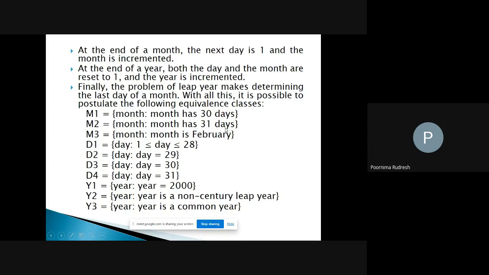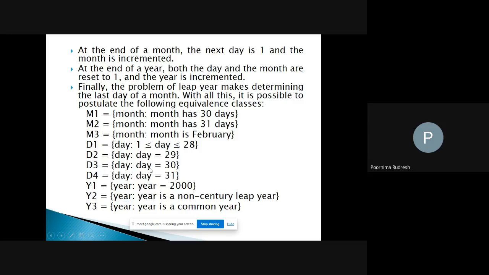Why are we defining February separately? Because the February month consists of 28 or 29 days depending on whether the year is a leap year or not. Once again we will have the number of days: D1 is from 1 to 28 and D2 is 29. Why are you considering 29? That is for the leap year.